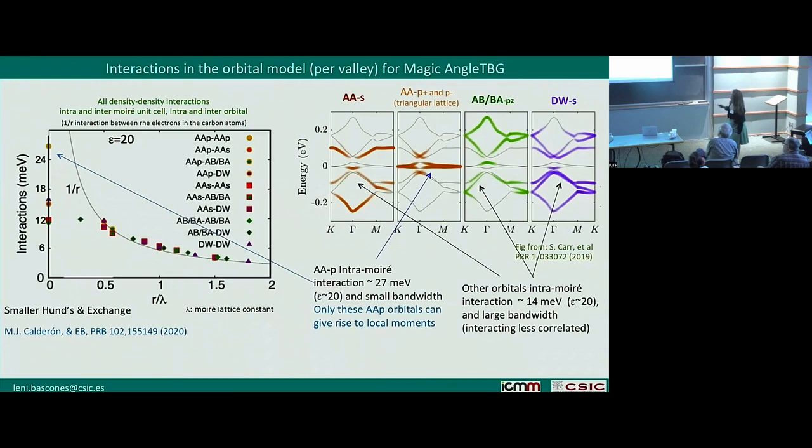So you see that these are much flatter, and so even the interactions that involve these orbitals are the largest ones. So when we calculated these interactions, what we saw is that, contrary to what Christian had done, the interactions involving the other orbitals are not small. So they have to be included in the model. However, we confirmed that only these orbitals are expected to give rise to local moments.